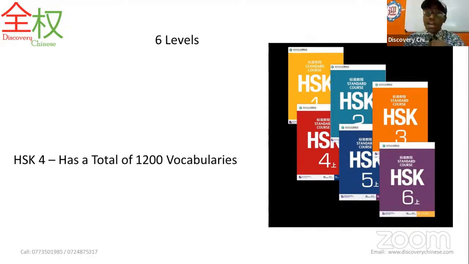Level 3 takes around 5 or so months. The first part should take you around 2.5 months, and the next part another 2.5 months. Now, when you come to level 4, this is a really good level, because here you get an additional 1,200 vocabularies. So you can imagine by the time you finish level 4, from level 1 to level 4, what this person can do.